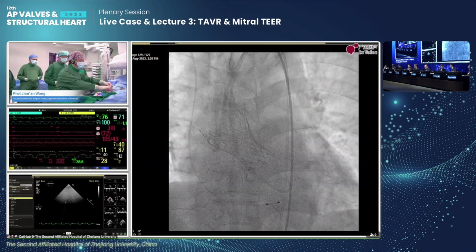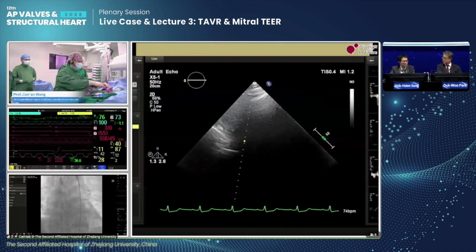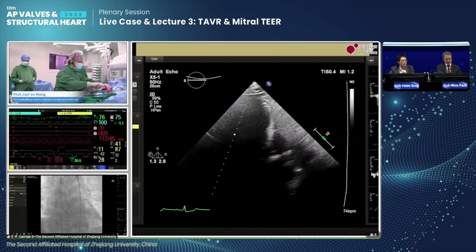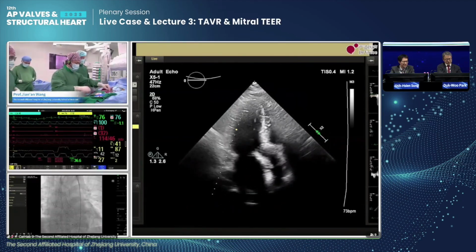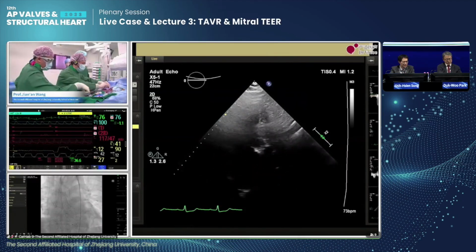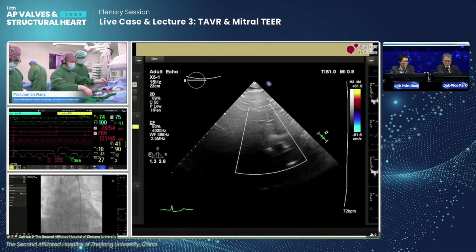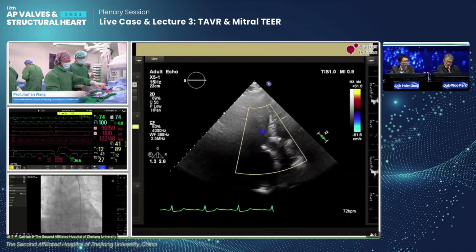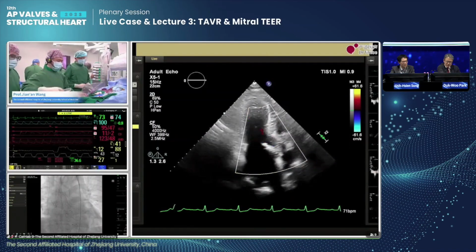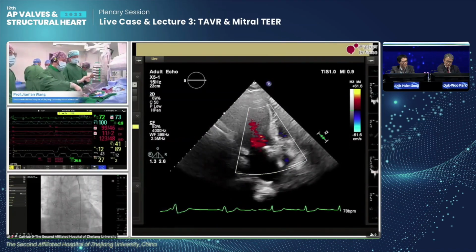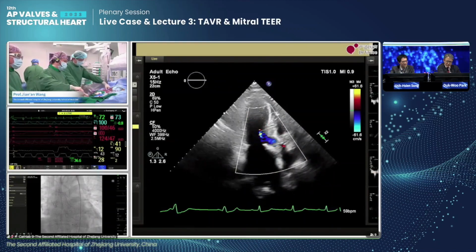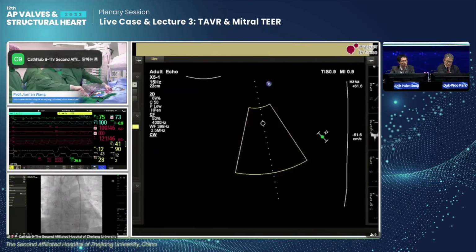Professor Wang, I have a very simple question. If you choose the balloon size with the smaller one, without impingement or remaining leak, would you go for a larger size THV, or will you do a large size balloon again?